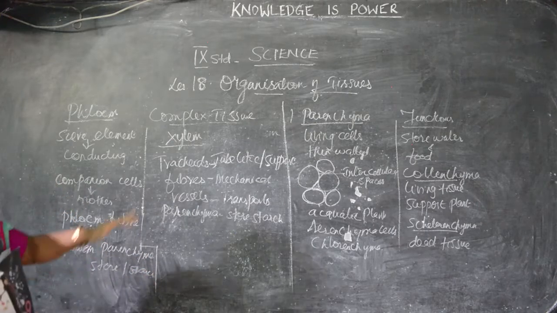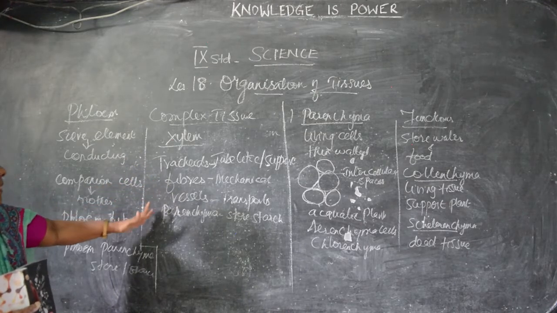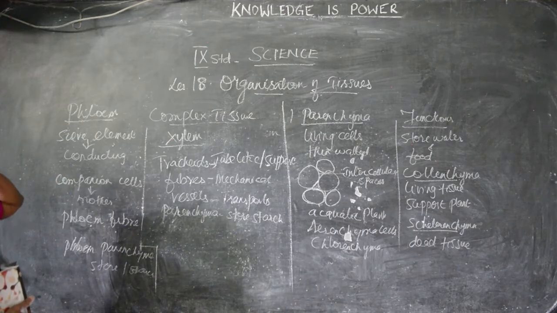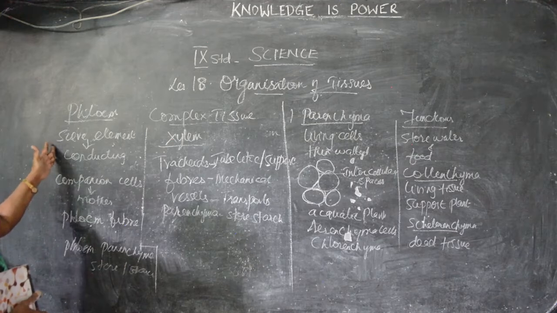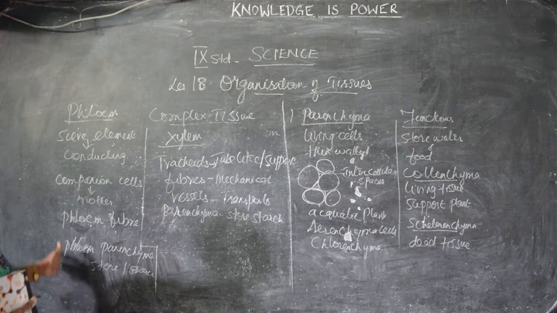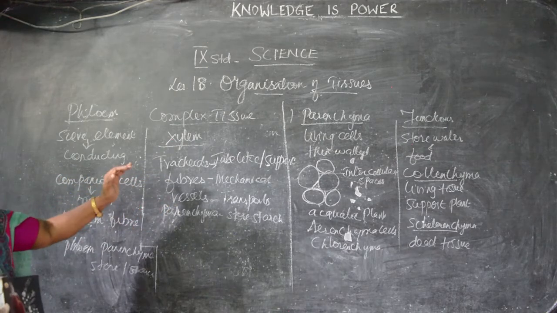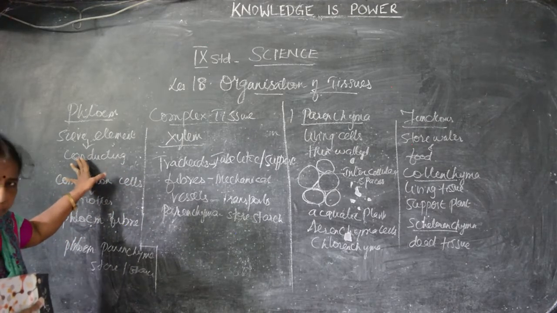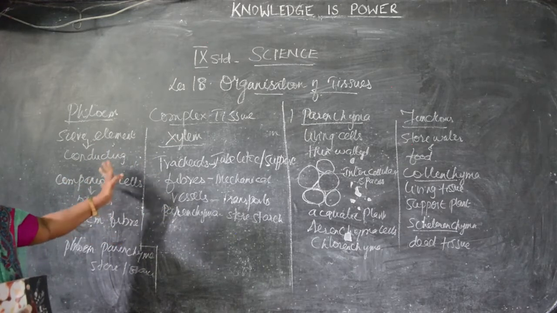So complex tissue, xylem and phloem. Xylem has 4 elements: xylem tracheids, xylem fiber, xylem vessel and xylem parenchyma. The same like phloem, it conducts food particles. Phloem has sieve element, then companion cells, phloem fiber and phloem parenchyma. They have the same functions. What are the functions done by the xylem elements? The same functions are done by the phloem also. Only thing, phloem conducts food materials and food particles. Xylem conducts only water. Clear? These are the permanent tissues.